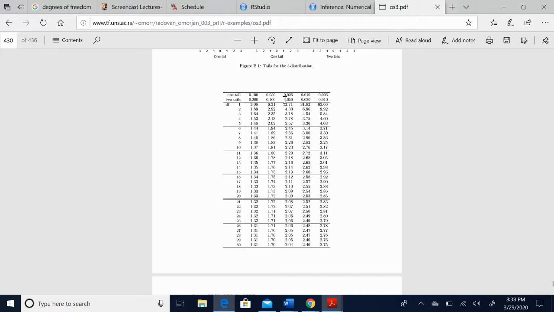5% degree. So I'm in this column. Okay, and I have 28 degrees of freedom. So I'm going to go in this row over till I get to that column. So that's where my T-star value comes from, that 2.05.